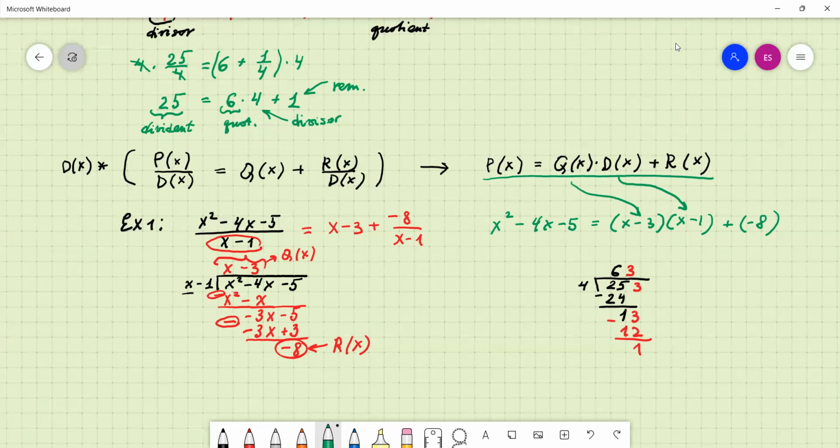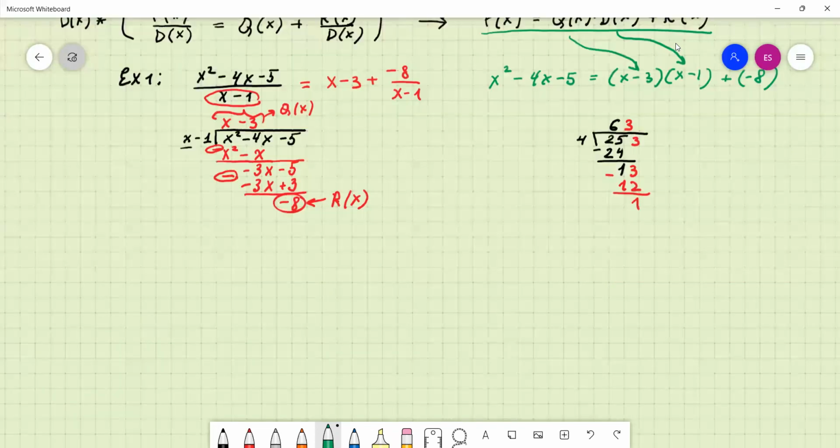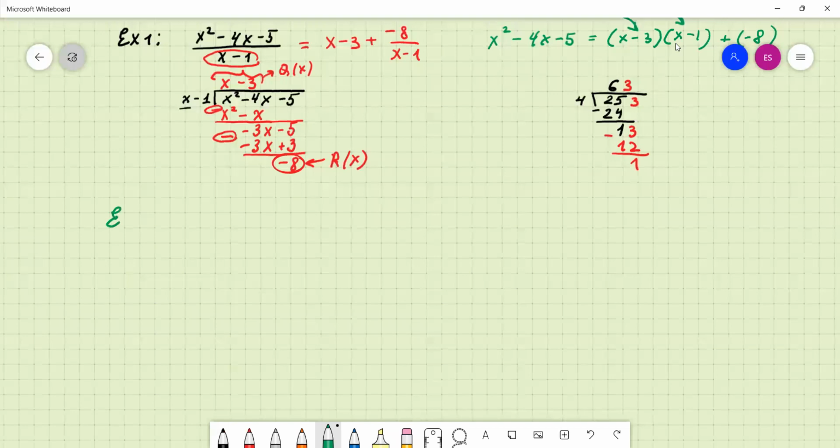Now we will try something a little bit more complicated to practice. So example number 2. I'm going to divide x cubed minus x squared plus 2x over x squared plus 1. Well, again, I'm going to write it down in a standard way. So usually I write down x cubed minus x squared plus 2x. Well, I don't have the last term here, which has no x. I'm going to just write down 0 here.